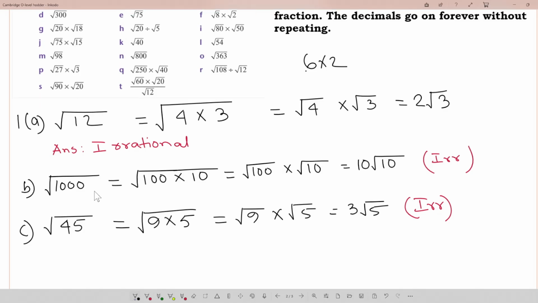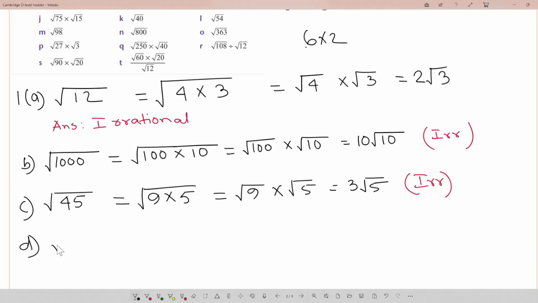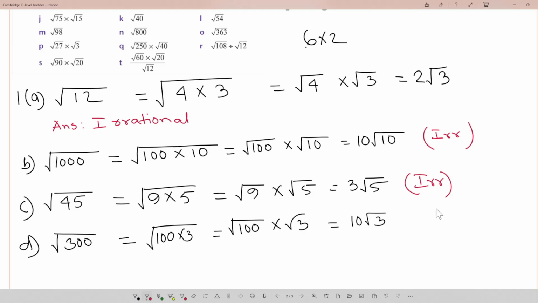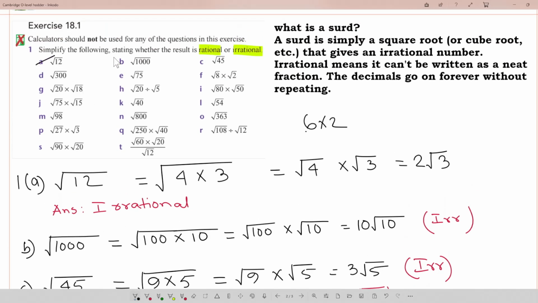Then number D, root 300. We can write this as 100 times 3, so root 100 times root 3. Root 100 means 10 and here is root 3. This one is also an irrational number because we cannot find the value of root 3. Root 3 is an irrational number. Numbers A, B, C, D done. Now number E.